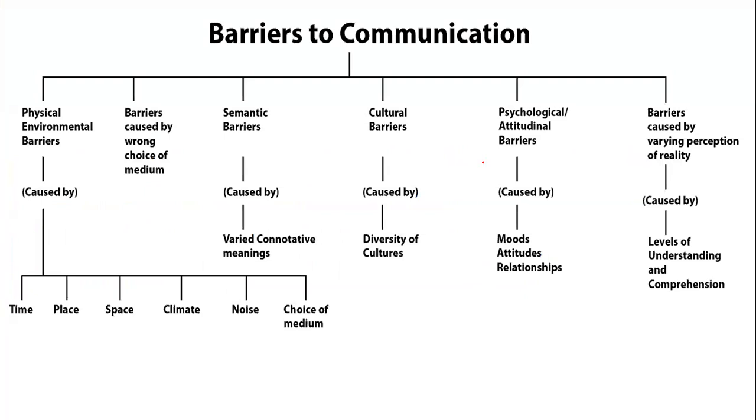Barriers can be in the form of physical barriers. It can be because of time, space, climate, noise, choice of medium. Barriers with the help of wrong choice of medium. Semantic barriers, that is connotative meanings. Now I have told you what is denotative and connotative. Cultural meanings, which you have read. Cultural barriers, that is diversity of culture. Psychological or attitudinal barriers because of moods, attitudes, and relationship. Barriers which are caused by the perception of reality in the form of level of understanding and comprehension. So on barriers, you get a basic question over here.